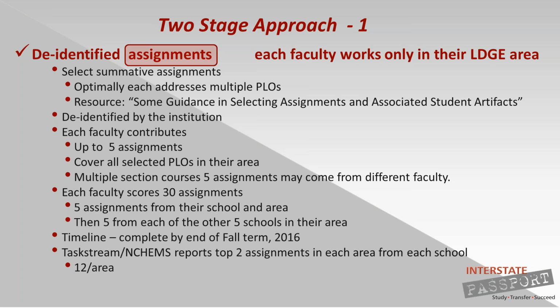After the end of fall term 2016, the faculty will be reporting their results into the Taskstream platform, and Taskstream and NCHEMS are going to report out the top 2 assignments in each area from each school, and those are the assignments from which student artifacts will be drawn. So although 5 assignments might be contributed by each faculty member for a total of 10 in each area from each school, only the top 2 assignments in each area from each school will be the assignments for which student artifacts are selected. So that's a total of 12 assignments for each area, 2 from each of 6 schools.